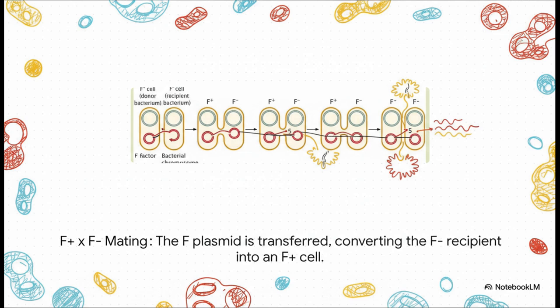As you can see in the diagram, one strand of the plasmid is peeled away and transferred into the recipient cell. And as this is happening, both cells are simultaneously synthesizing the complementary strand. So the donor keeps a copy, and the recipient builds its own copy. What's the end result? The F minus cell becomes an F plus cell, and the original donor stays F plus. It's an incredibly efficient way to spread the plasmid itself through a population.